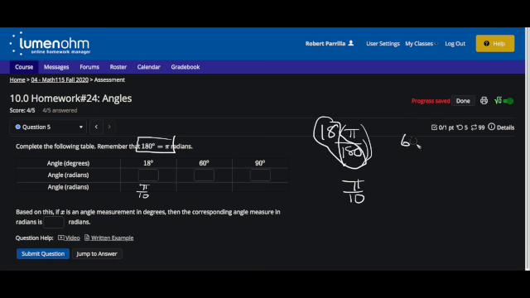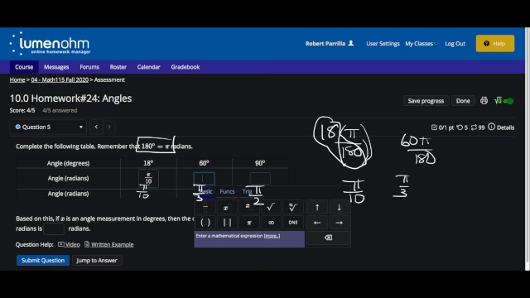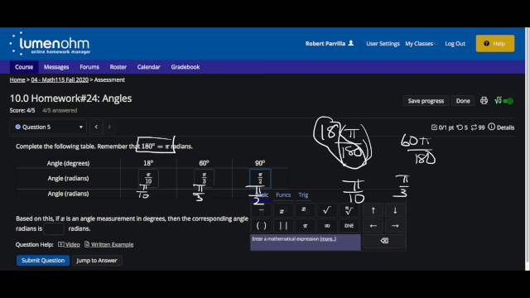60 degrees though. 60 degrees, pi over 180. And again, 60 divided by 180 is easy. That's 1 over 3. So this will be pi over 3. And that's what I'm going to put here. And hey, okay, 90 degrees. We talked about if 180 is pi, then 90 must be half of pi, or pi over 2. So you're going to put those values into the box right away. So pi over 10, and this will be pi over 3, and this will be pi over 2.